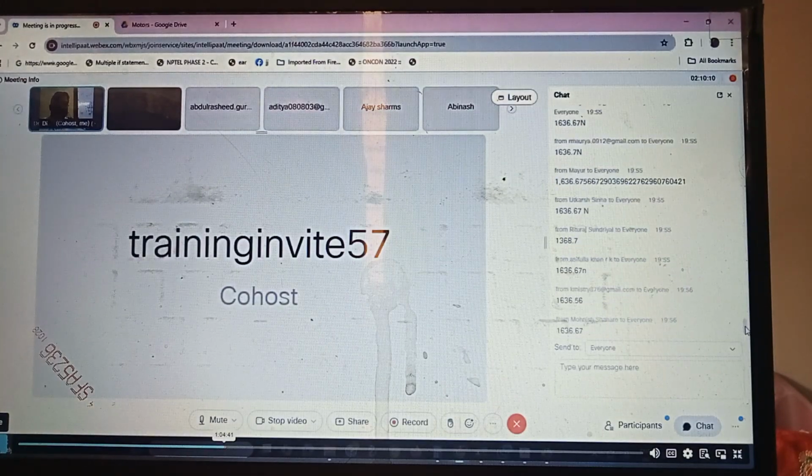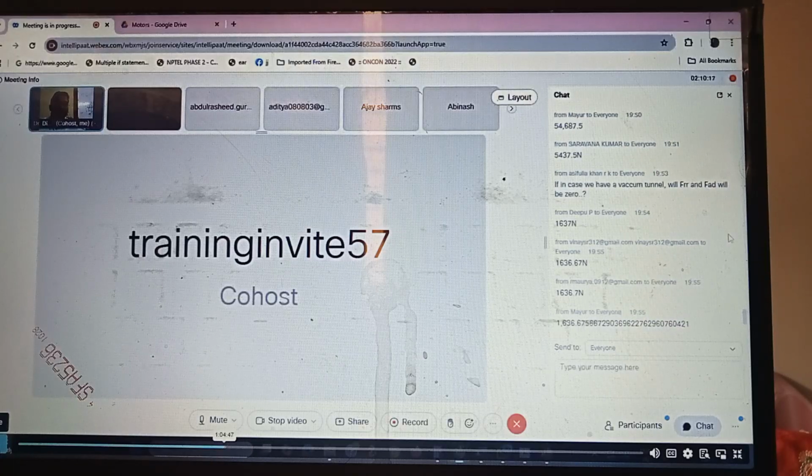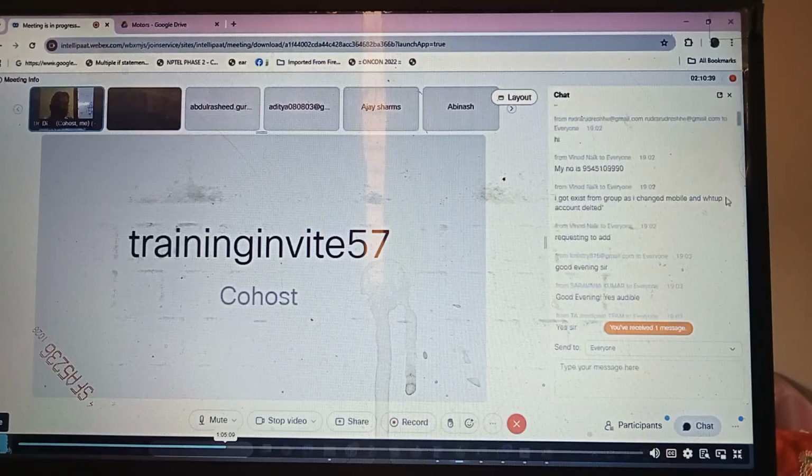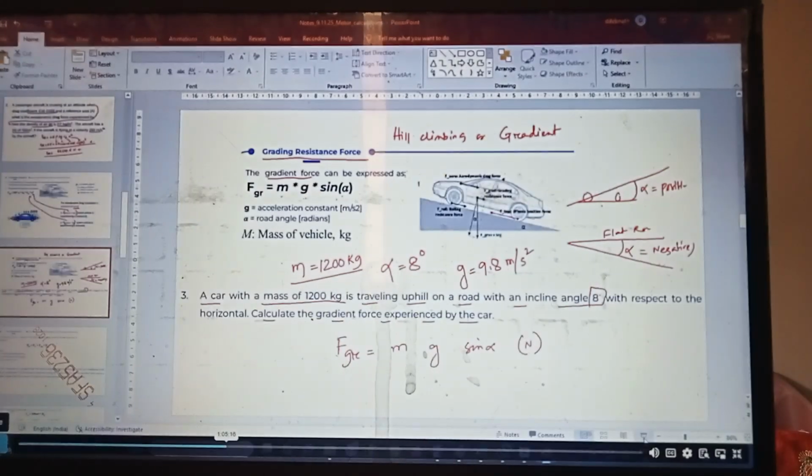Okay, I think almost all of you are giving the same answer, and that is correct. So there is a question, in case we have a vacuum tunnel. In a vacuum tunnel, your aerodynamic drag will be almost zero, if it is ideal, of course. But F_R is the friction between the tire and the road. So as soon as there is some tire and road contact, there will be, of course, some friction involved. So I think all the answers are correct.